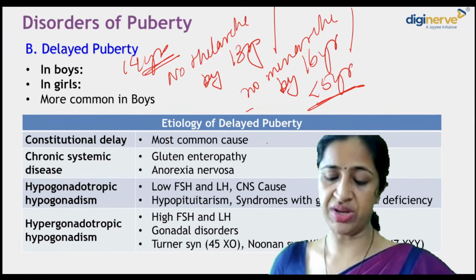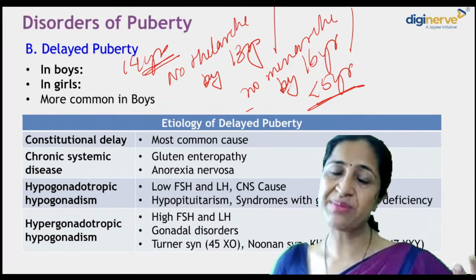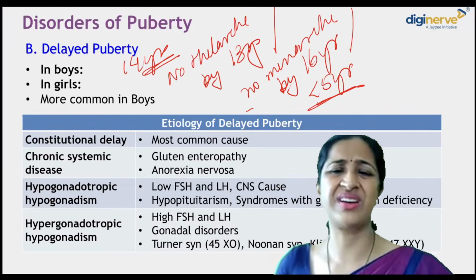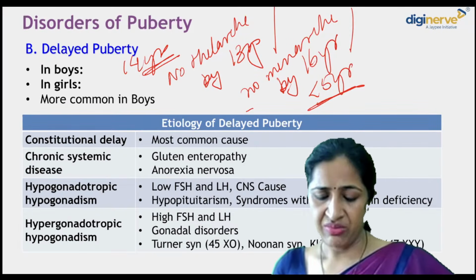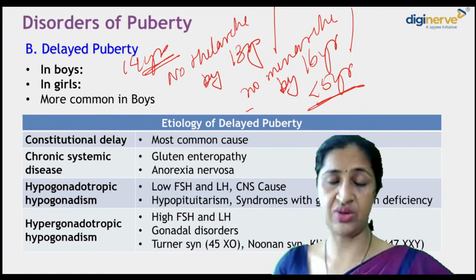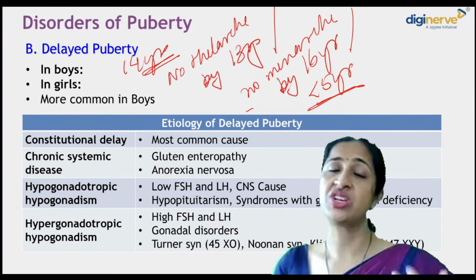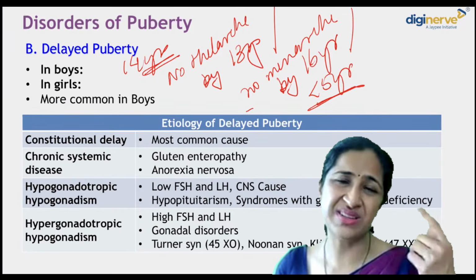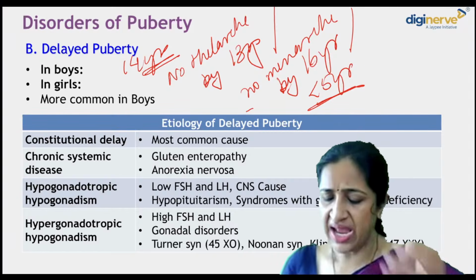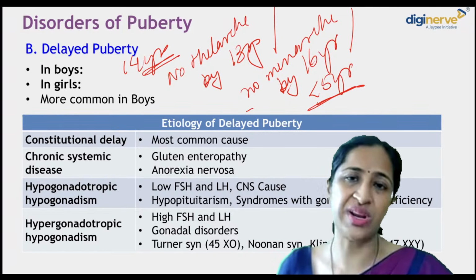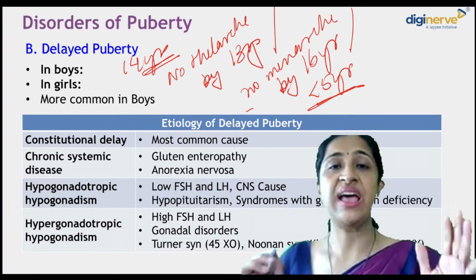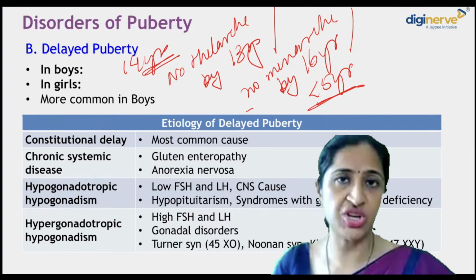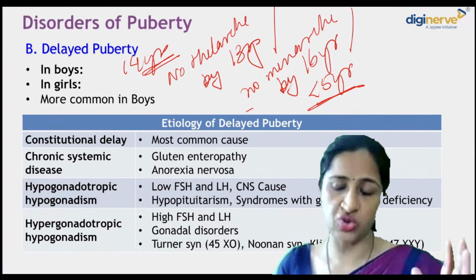Now, the most common cause is constitutional delay. Systemic diseases, psychological diseases, anorexia nervosa, gluten enteropathy, hypogonadotropic hypogonadism, where the gonadotropin itself is not there. So you have low FSH, low LH, CNS causes, the absent sella, empty sella, all these syndromes, hypothyroidism, and syndromes with gonadotropin deficiency. All these are the central driven delayed puberty, okay, where the center is not producing gonadotropins, so the peripheral organs do not attain puberty.